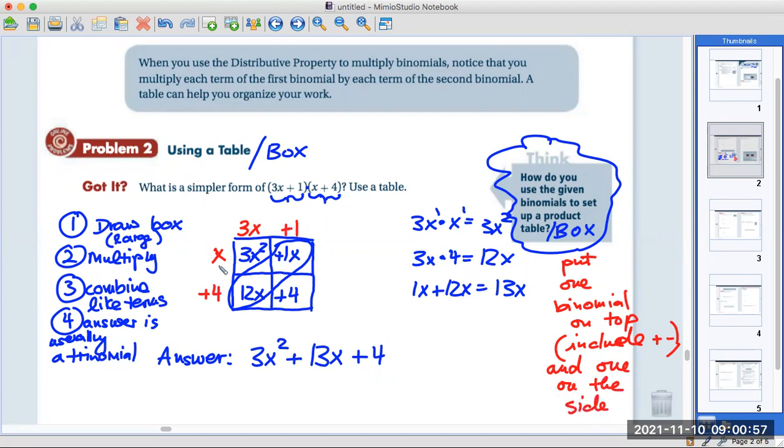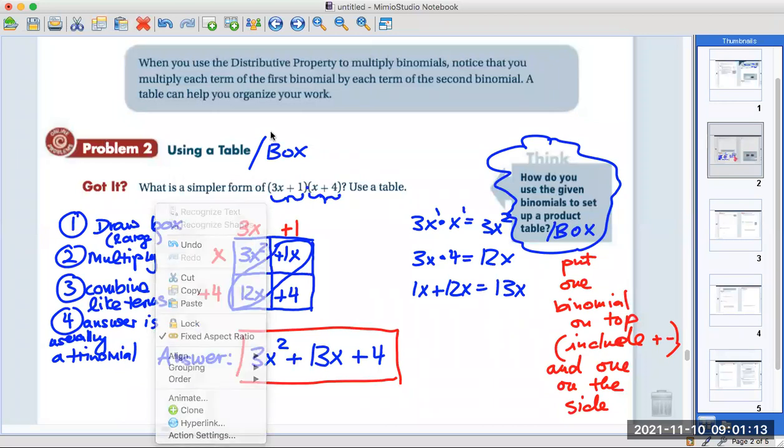Include your pluses and minuses if they are minus, and here's our answer. All right, so that's the box method or the table. Make sure you pause the video if I'm going too fast. Make sure you have all your notes and listen to audio.